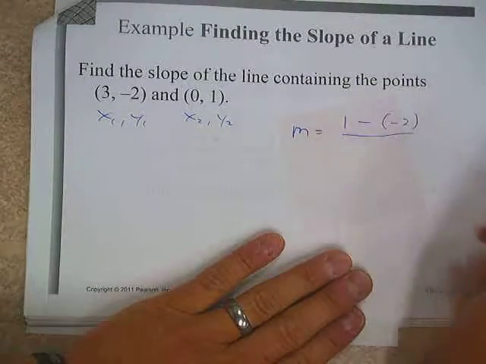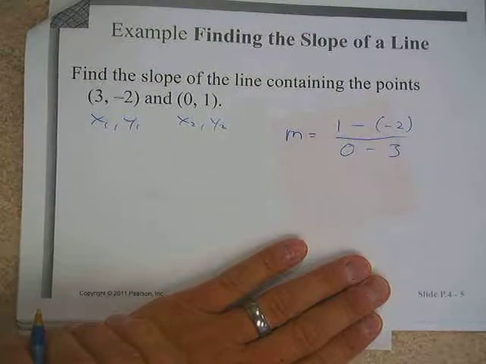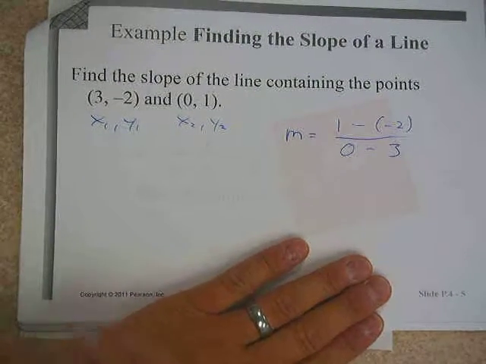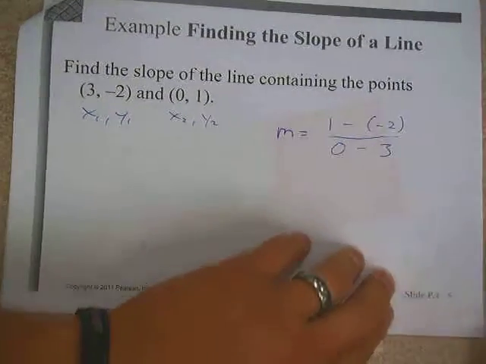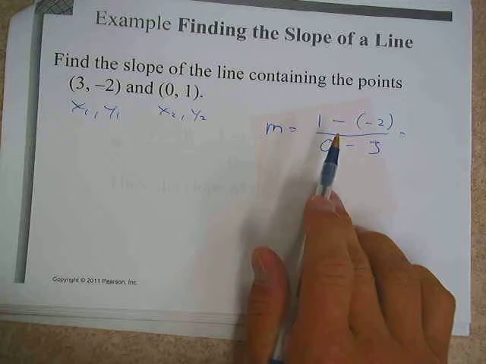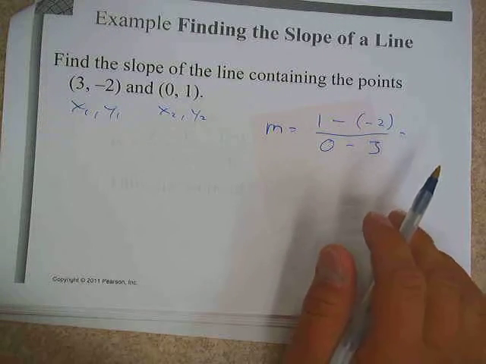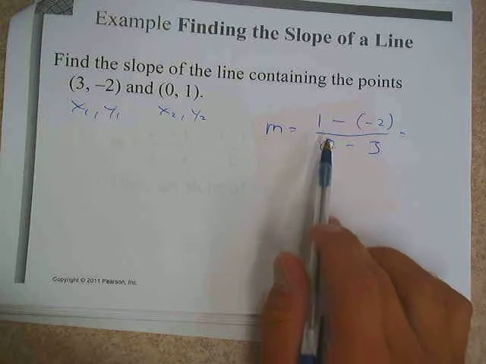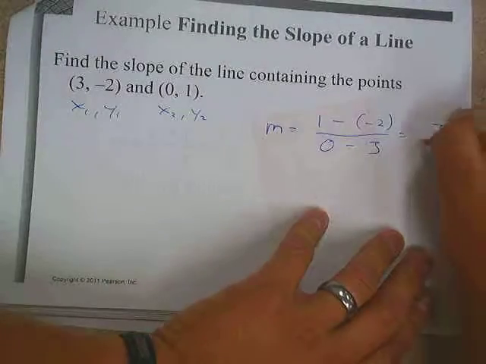Any number that's negative, I would put in parentheses. You don't have to, but I would get in the habit of doing that just so you can keep your sign straight. And then of course on the bottom we have 0 minus 3. So again, if you plug in any negative numbers, put them in parentheses and be careful with your signs. That's the most common error: people don't use parentheses or put the signs in incorrectly, and that leads to mistakes.